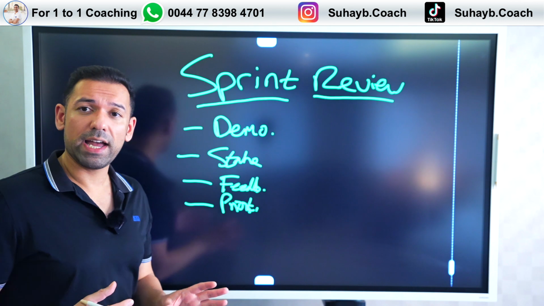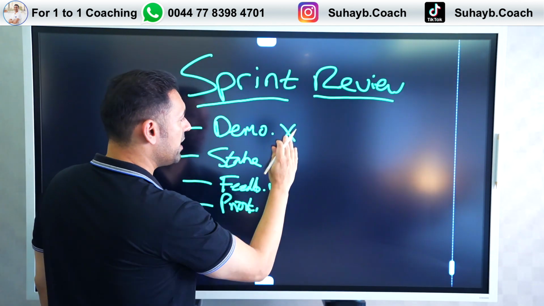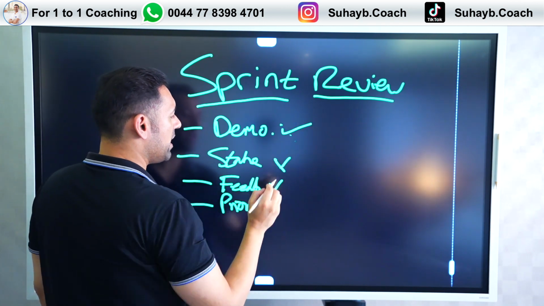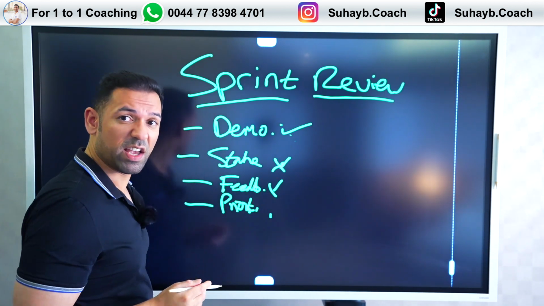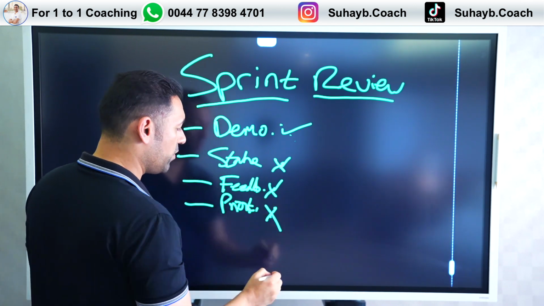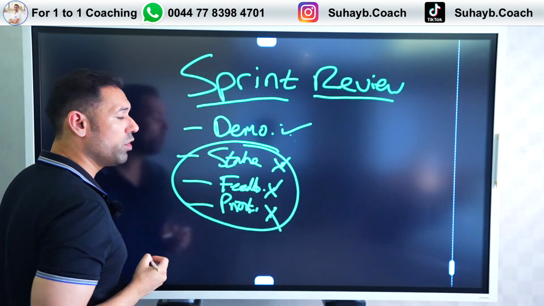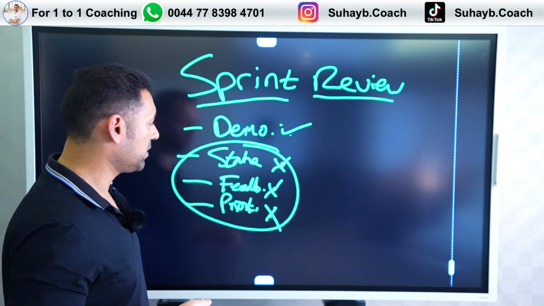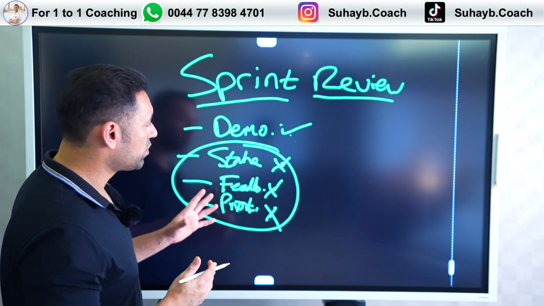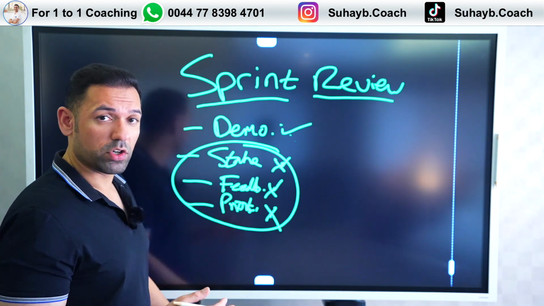And what typically happens in a sprint review is none of this stuff. Yes, the demo does happen, but stakeholders get very rowdy at the end of the day. Feedback becomes very negative, and you're unable to do any of the prioritization. So this is the typical scenario that happens within the sprint review. We need to discuss why this is happening and how you can avoid that.